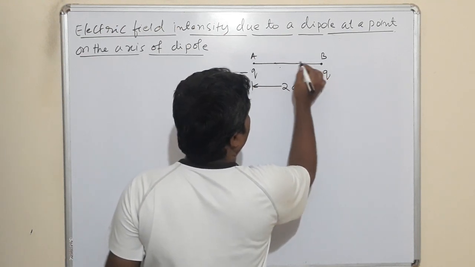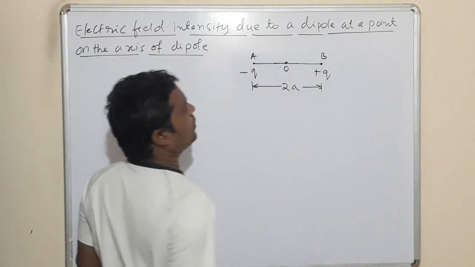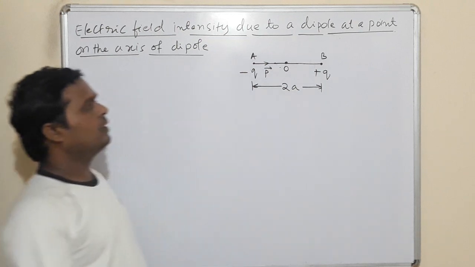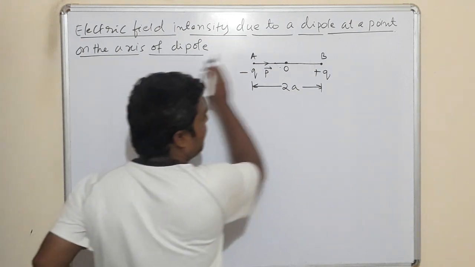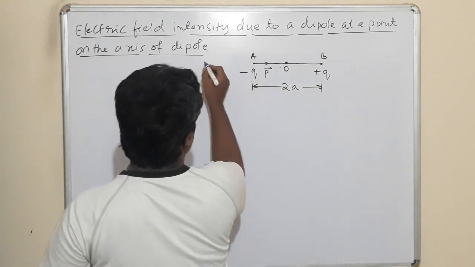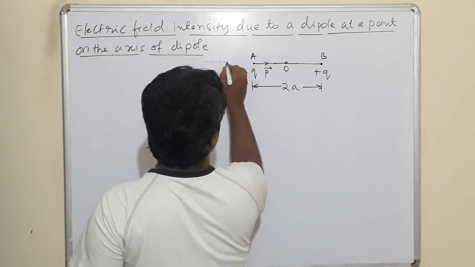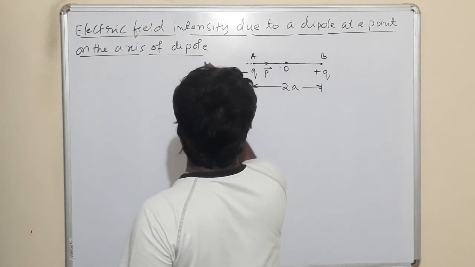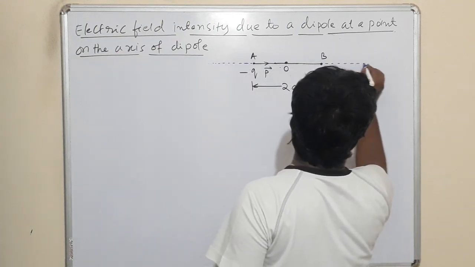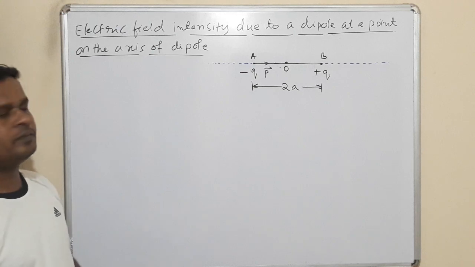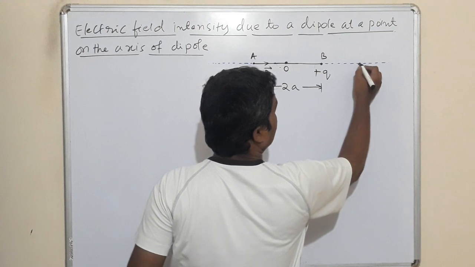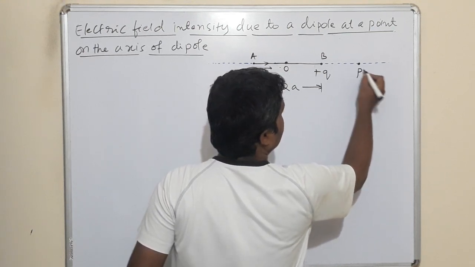Dipole moment, we will take it later. This is the midpoint of the dipole. This is the direction of dipole moment. Then anywhere on this side or this side on the axial line, we will take a point. See, this is the axial line. On the axial line, let me take a point here. Let us take this as point P.